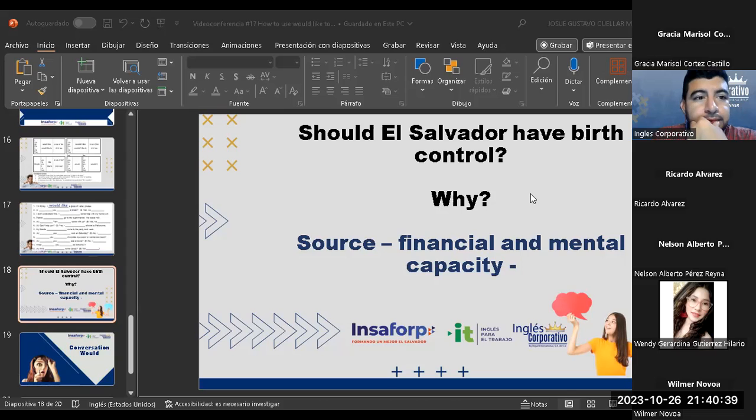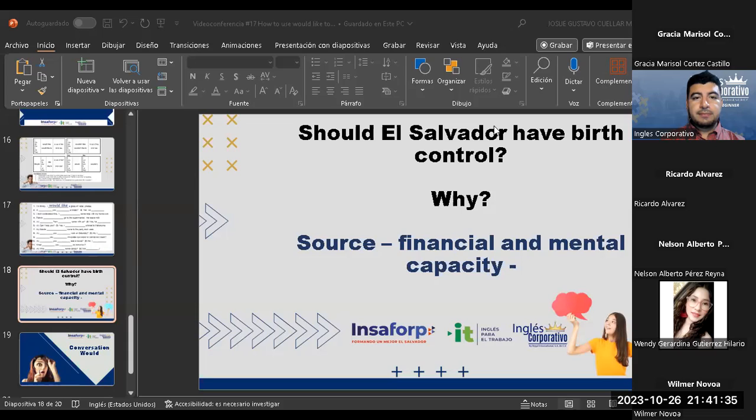Of course, yes, because not all people have the financial and mental capacity to have children with the ideal conditions for their proper development. If you notice, the economic aspect and mental health are not balanced for all the parents. And we have couples that have the financial capacity and mental health, but maybe they can't have kids because of other reasons, right? So, well, it is true. Thank you, Gracia. Wendy and Jasmine.